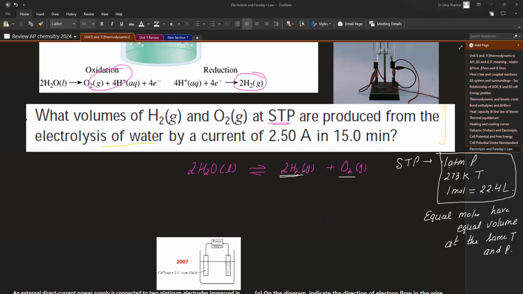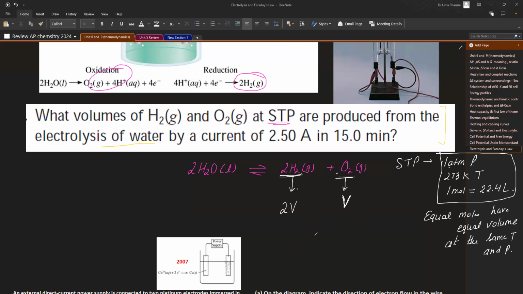Now, these are equal moles? No, this is 2, this is 1. If I say the volume of oxygen gas is V, what will be the volume of hydrogen gas? 2V. Agreed? This is Avogadro's law. Equal volumes have equal moles. And if moles are different, volumes are different. So you can read the equation in terms of volume because this reaction is taking place at the same temperature and pressure. So I'm going to use these two concepts to solve this question.